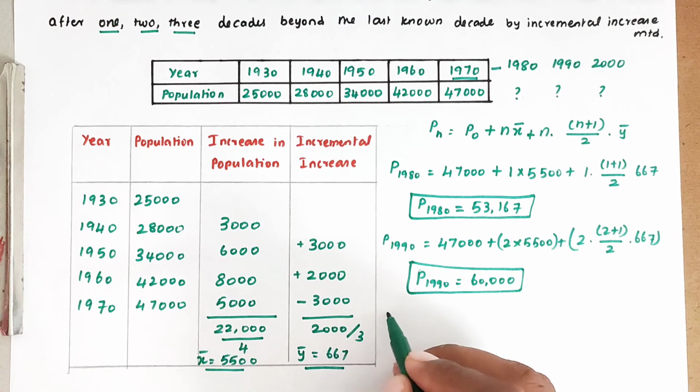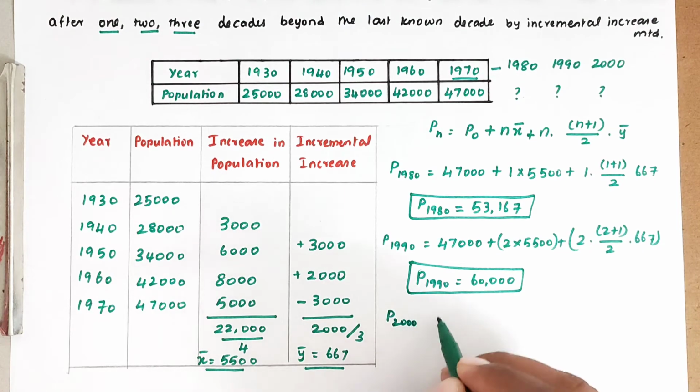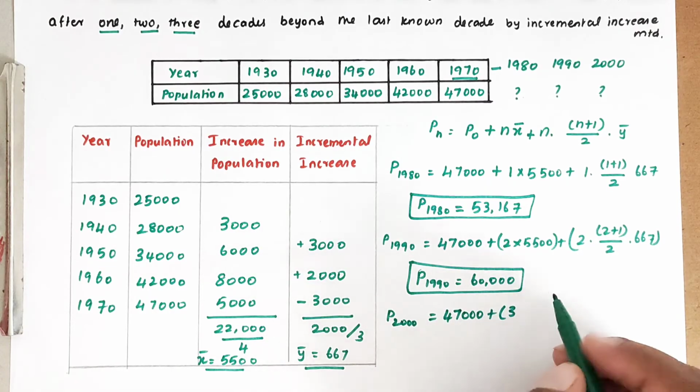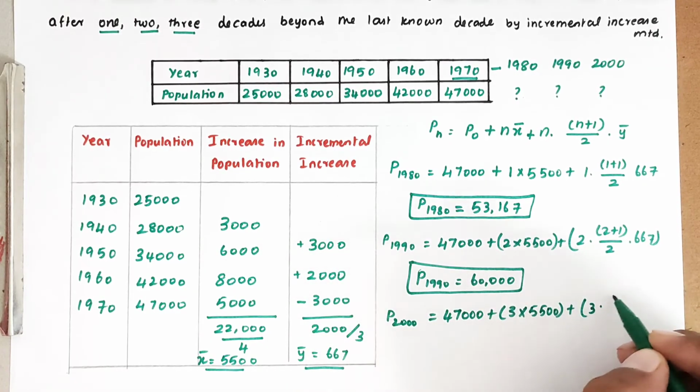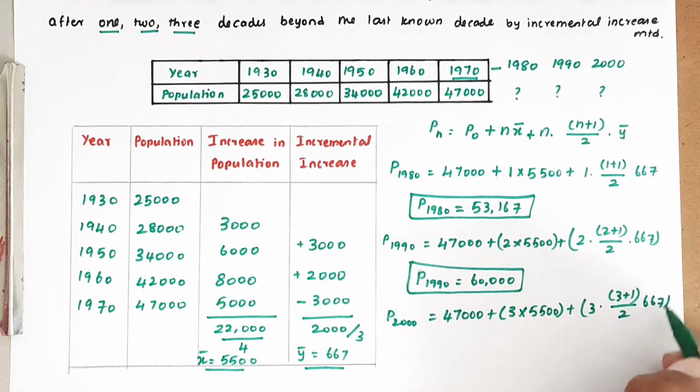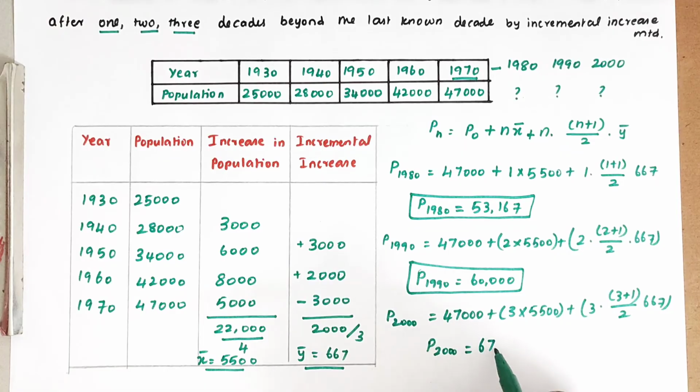Next we calculate P 2000. Here the number of decades is 3. So 47,000 plus 3 into 5,500, plus 3 into (3 plus 1) divided by 2 into 667. Solving this, we get P 2000 equal to 67,502. This is the population of 2000.